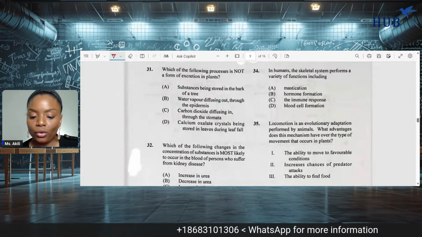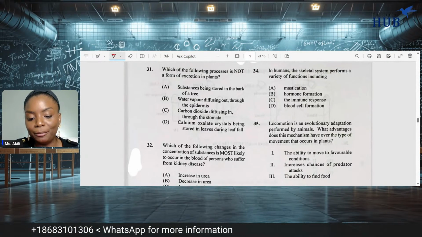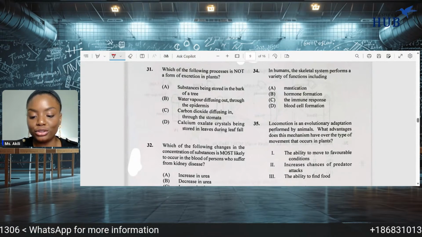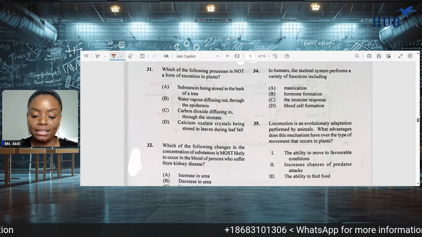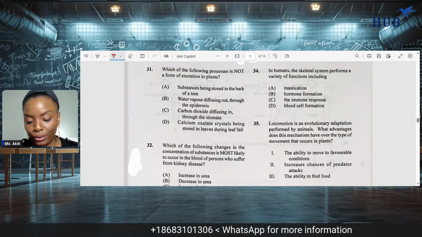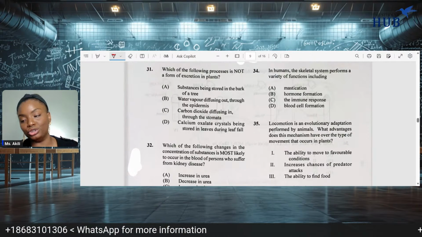So 31, which of the following processes is not a form of excretion in plants? You have substances being stored in the bark of a tree, water vapor diffusing out through the epidermis, carbon dioxide diffusing in through the stomata, or calcium oxalate crystals being stored in leaves during leaf fall.